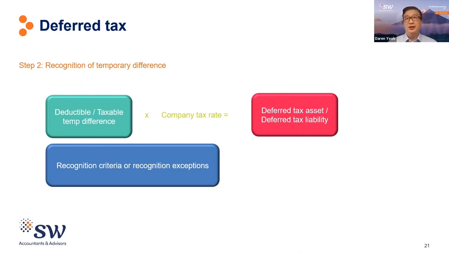The next question that you need to deal with is whether or not you can or need to recognize a DTA, deferred tax asset, or DTL, deferred tax liability, on those temporary differences. Now, in order to do so, you need to consider the recognition criteria and recognition exceptions. And if you can recognize those, or you must recognize those temporary differences, you multiply the temporary difference by the company tax rate to derive your deferred tax asset and deferred tax liability.